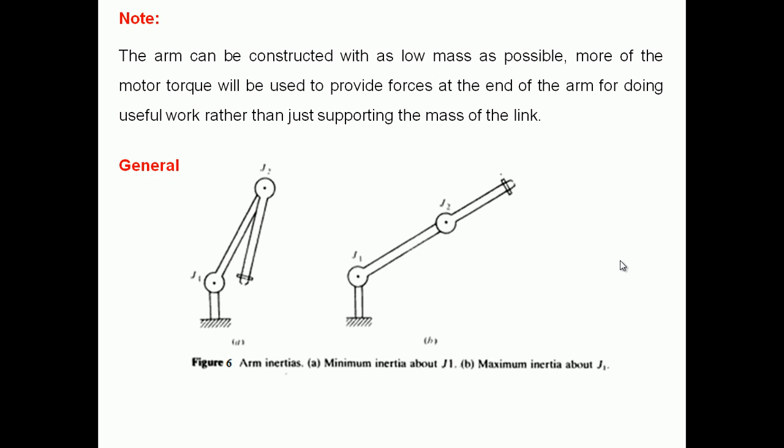So when the arms are very close, the minimum inertia about J1 is secured. The maximum inertia is when the robot arms are in fully extended conditions. So when the arms are very close to each other, it is minimum inertia, and when the arms are fully extended, it is maximum inertia.